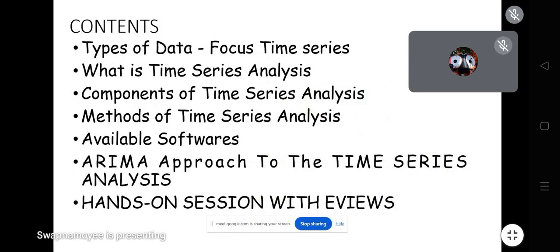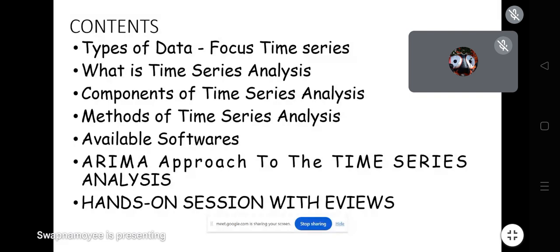With the types of data, focusing on time series analysis. In brief, I'll give a look at all the data so that you can make out where time series stands. Then, what is time series analysis? Components of time series analysis, methods of time series analysis, the various techniques we use, what are the available software we can use, as well as the output of the various techniques.